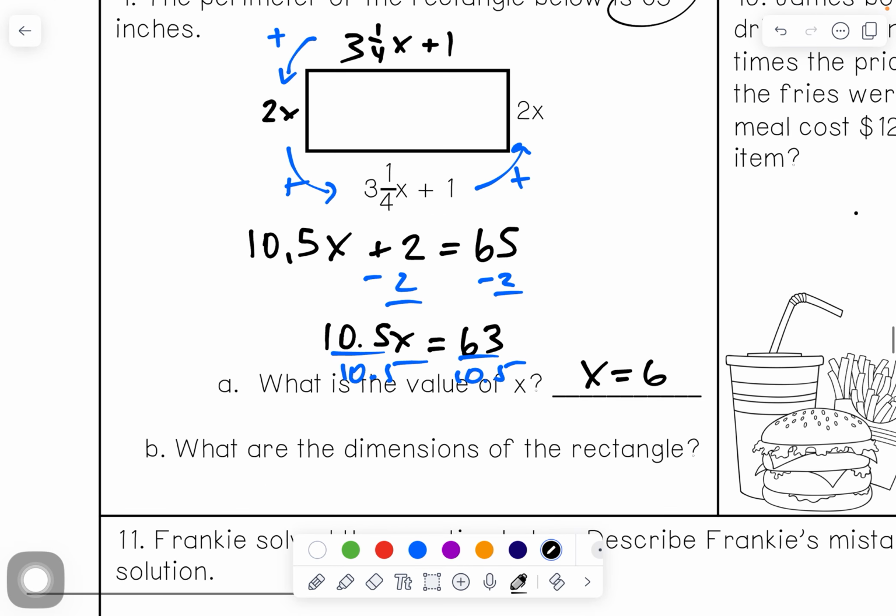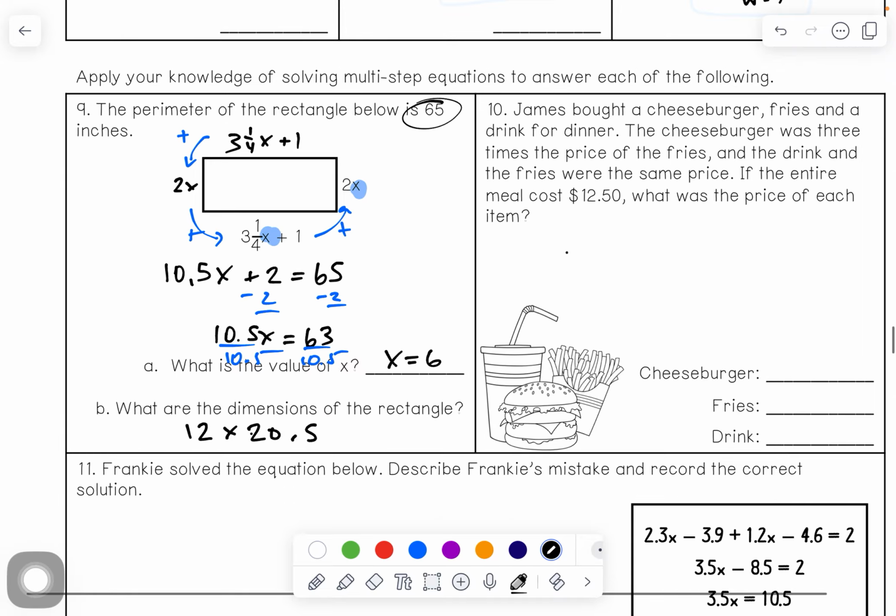Now, the second question, the follow-up here, is what are the dimensions of the rectangle? So we actually want to take that 6 and bring it back up here to the beginning and plug it in where the x's are, to see what the actual dimensions of the rectangle are in number form. So 2 times x is 12. That's easy. So we're going to have a rectangle here. It's 12 on one side, and then 3 and 1/4 times 6, and then we're adding 1 to that gives us the other side, which is 20.5. So those would be the actual dimensions of our rectangle.